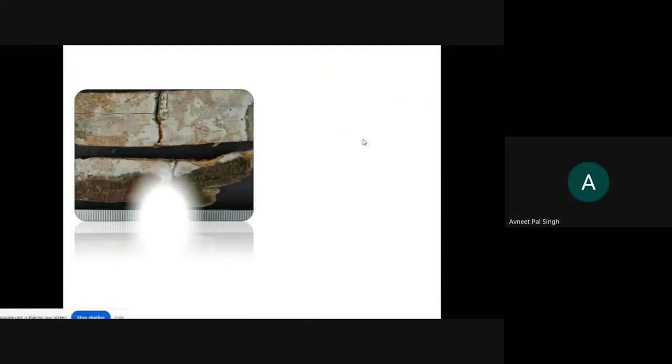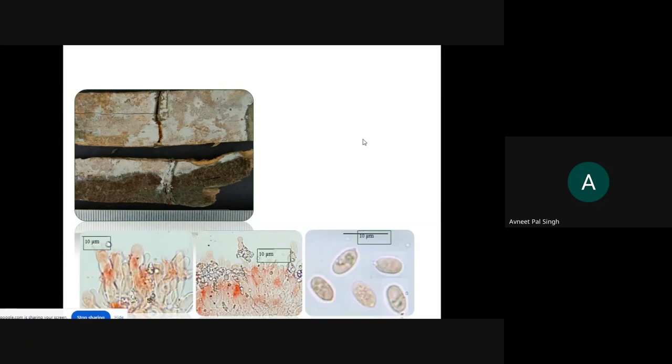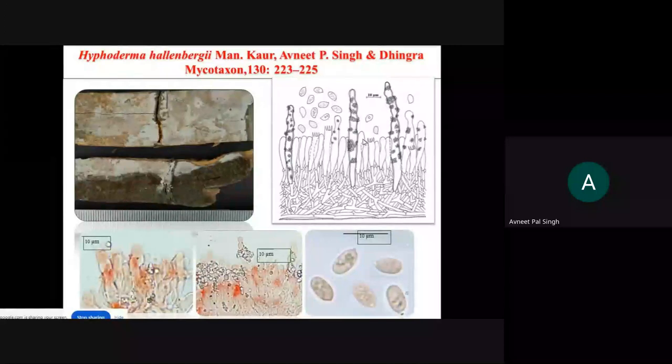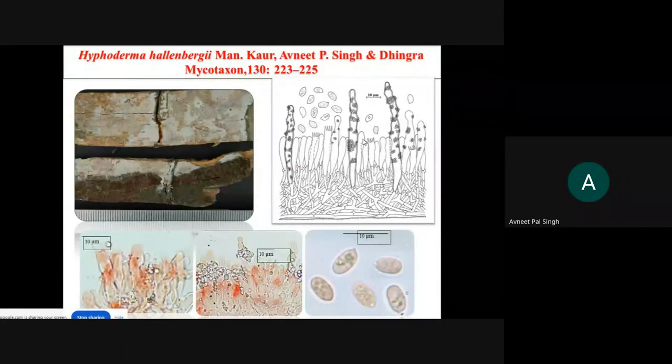I wish to show you another fructification, which was almost smooth, very distinct, looking like paint. When we worked it out, we found a very unique set of morphological characters, prepared its reconstruction, compared it with the literature, and again it was published as a new species.